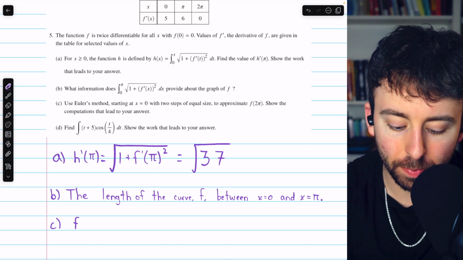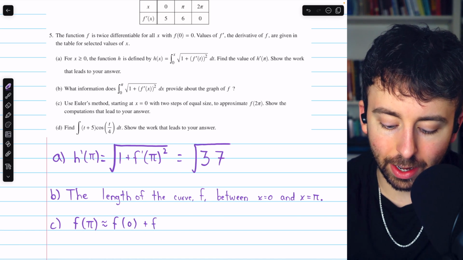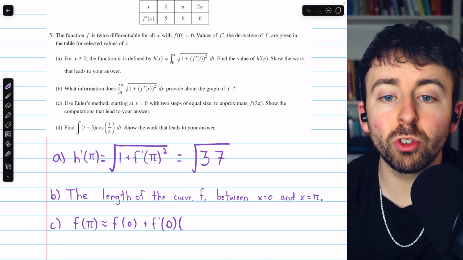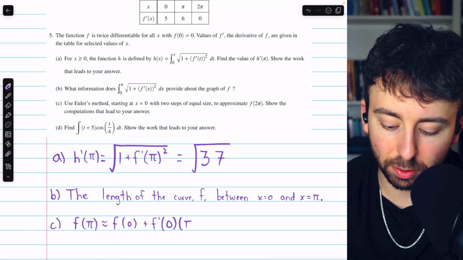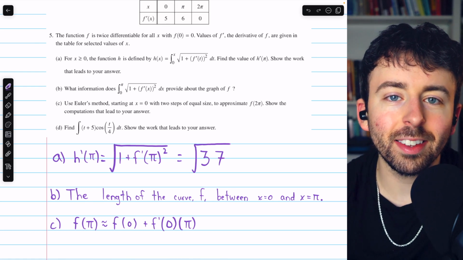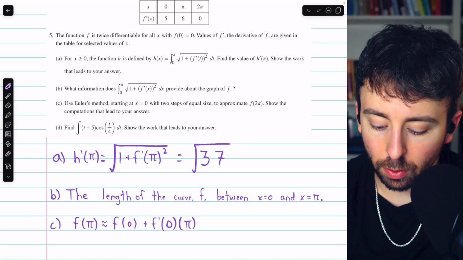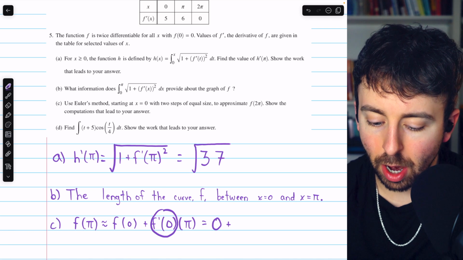And then we can approximate f of pi using the derivative of f at x equals 0. So let's write this out. What is f of pi? Well, it's going to be approximately f of 0 plus the rate of change, or the derivative, at 0, multiplied by the change in x when we go from 0 to pi. That change in x, of course, is just pi. The idea, of course, is that the derivative at x equals 0 tells us how much y should increase if we increase x.